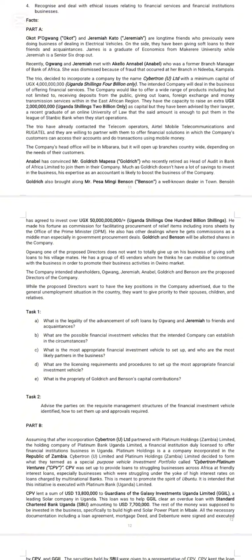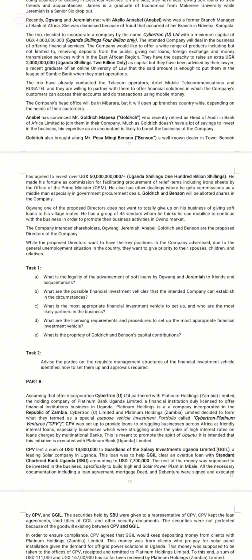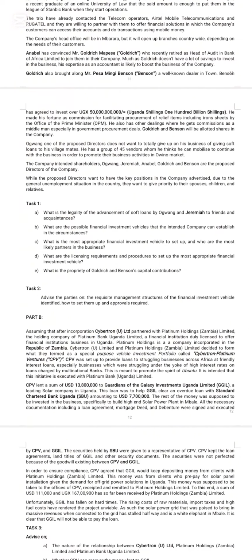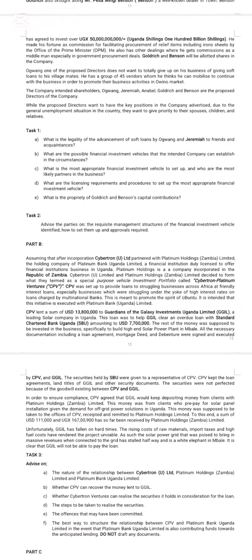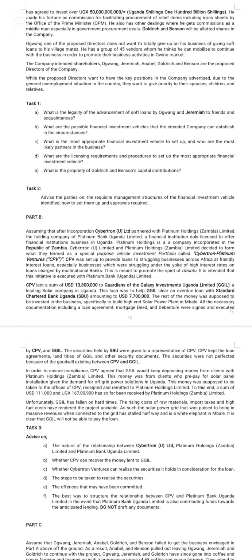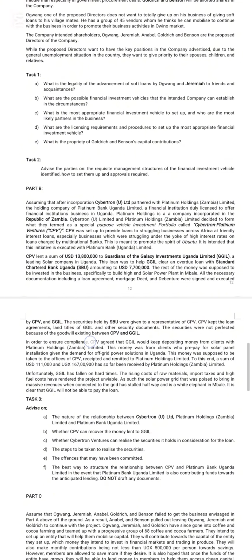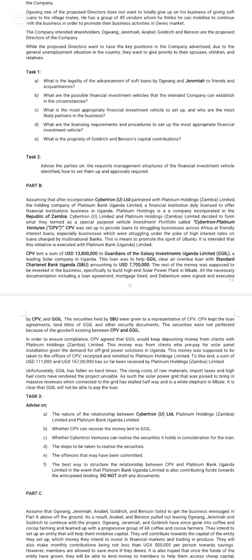The trio decided to incorporate a company by the name of Cybertron, with capital of 4 billions. They expect another 2 billions in capital. Annabel has convinced Mr. Godbill, a recently retired head of auditing, who has agreed to invest over 50 millions. What's the legality of the advancement of soft loans by Ogwang? Basically, for you to advance soft loans, there must be a money lending company. So that means you can't advance soft loans if you don't have a money lending company, and you must be licensed.